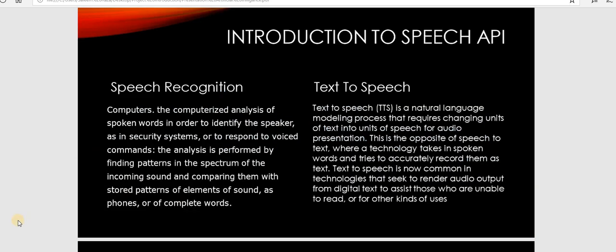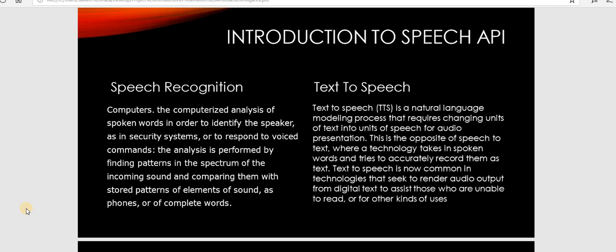What is speech recognition? Speech recognition is a capability of an electronic device to understand spoken words. A microphone records a person's voice and the hardware converts the signal from analog sound waves to digital audio. The audio data is then processed by software which interprets the sound as individual words. The other definition is computerized analysis of a spoken word in order to identify the speaker, as in a security system, or to respond to voice commands.